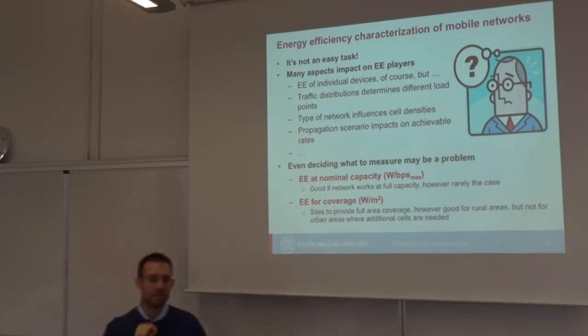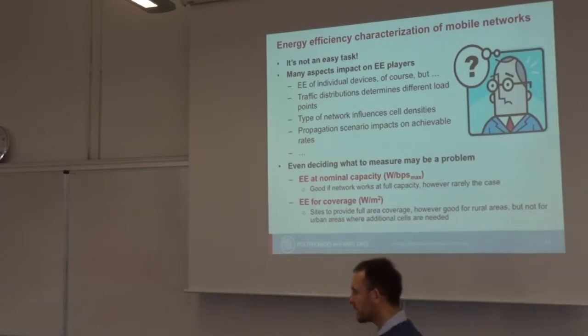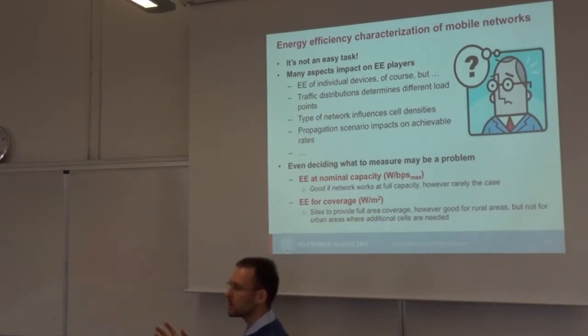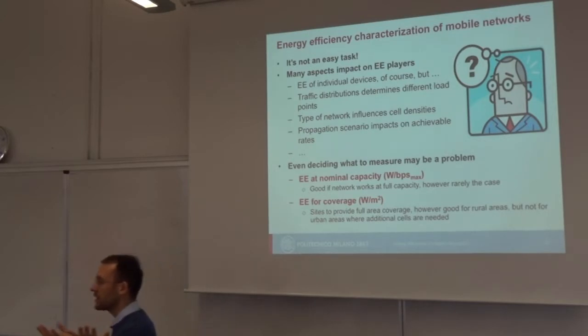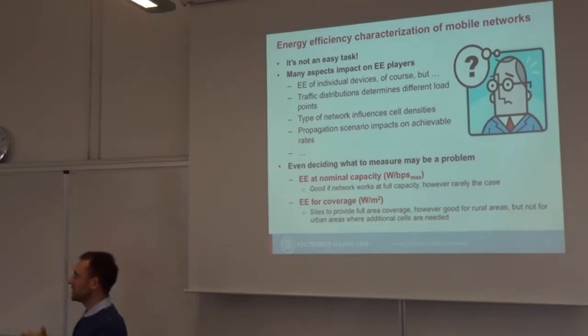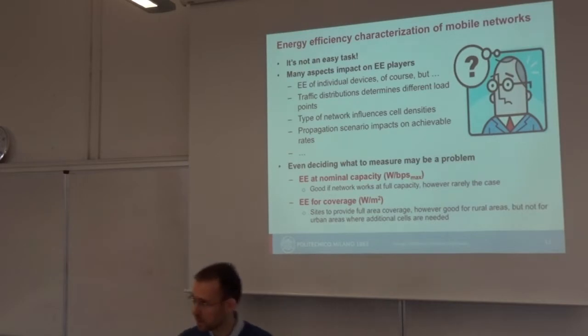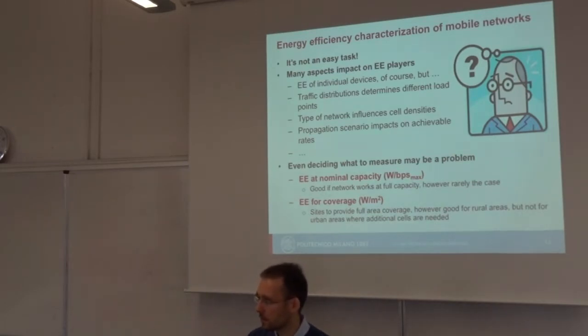But if you consider what happens in the mobile network, it's rarely the case because of two reasons. One reason is that during the day and during the week, during the months, you have traffic variation. You have a higher transmission rate in the daytime, and of course, a lower transmission rate, lower throughput in the nighttime. So the energy efficiency varies during the day. Let me finish and then I will take your question.